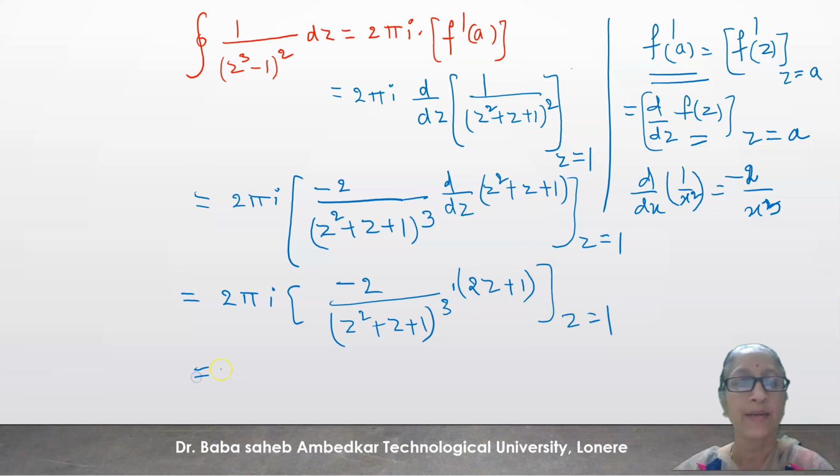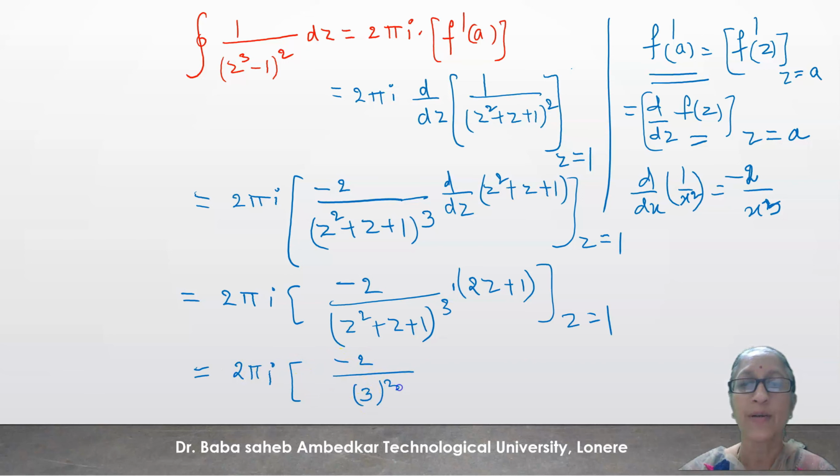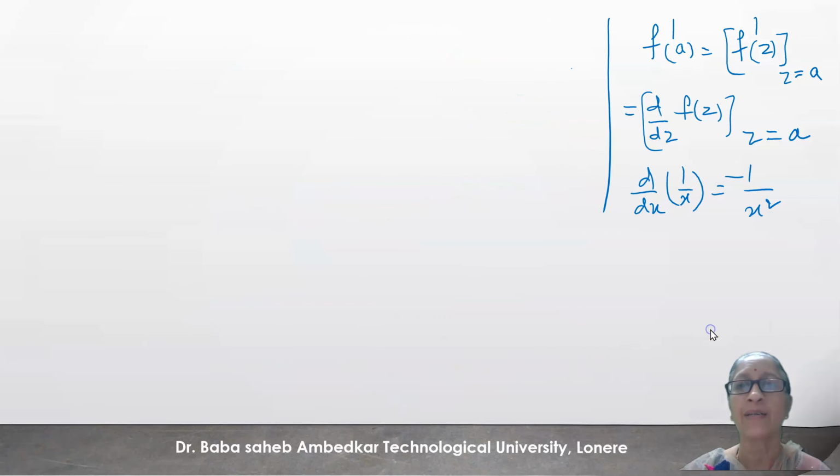So if we replace z by 1, we get 2 pi i, here minus 2 by 3 cube into 2 into 1 plus 1, that is 3. So here 3 will get cancelled, and you get minus 4 pi i upon 9. So this is the solution of this question. Now let us see the next question.